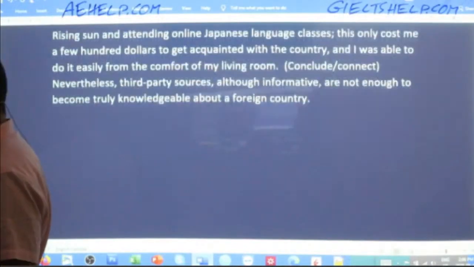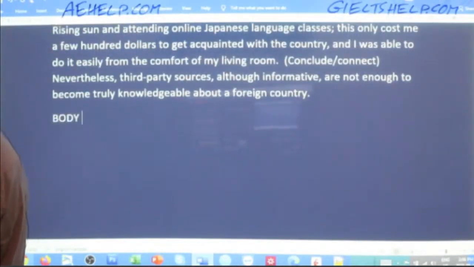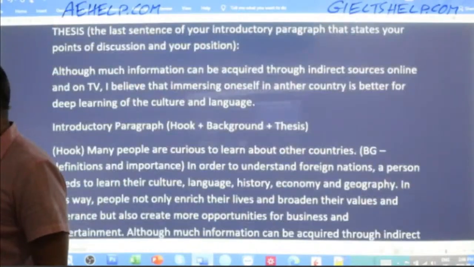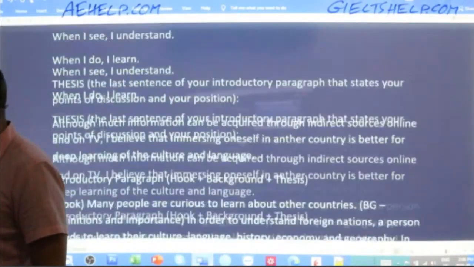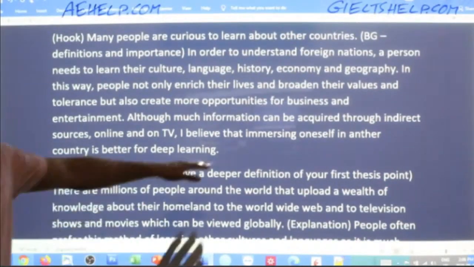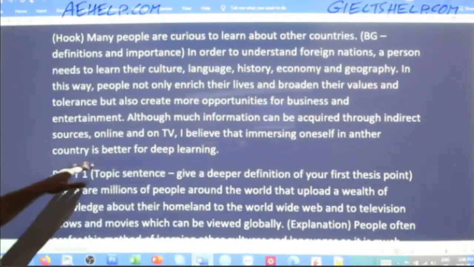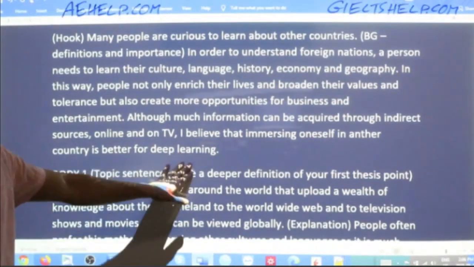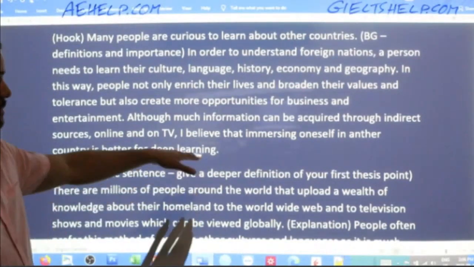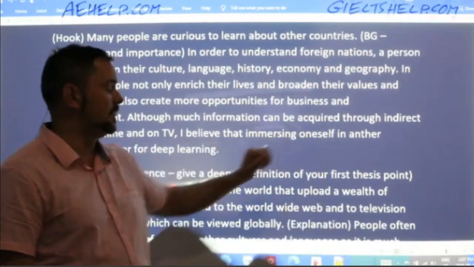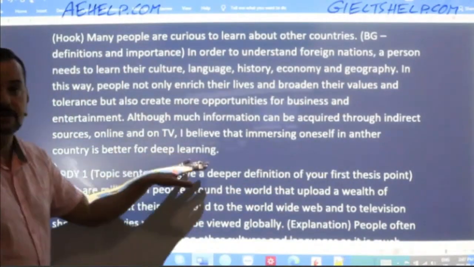Let's keep moving along. Let's go on to body paragraph 2. Body paragraph 2 is going to be about the immersion of oneself in another country to optimize deep learning. Okay, so here I'd like to see some topic sentences that give a deeper definition of immersing oneself in another country, which is better for deep learning.